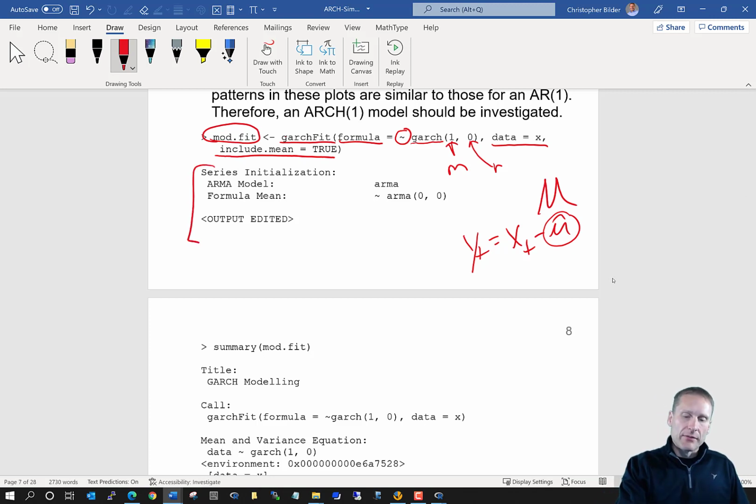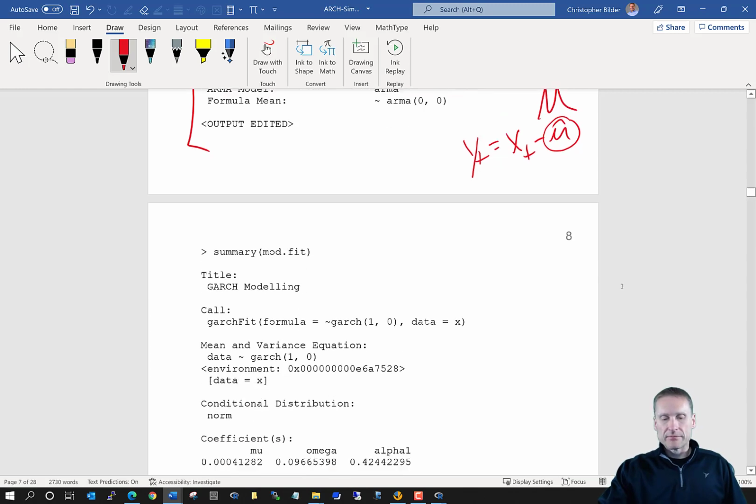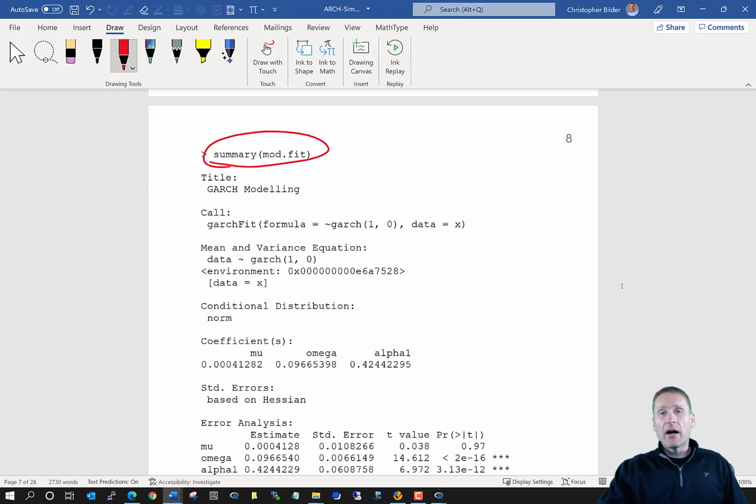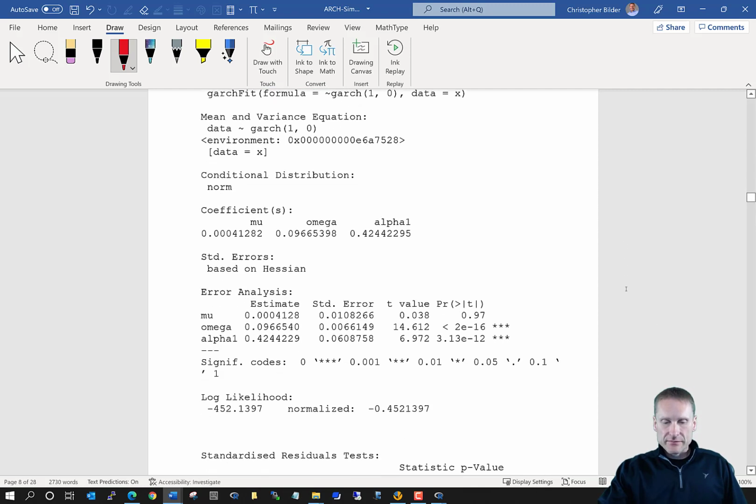Now, by default, garchFit prints a lot of information right after you estimate that model. It gives you information about how the model fitting process is going and so on. If you don't want to see that, and I've excluded most of it from my output, you can say trace equal FALSE to remove that information. Now, I can summarize my fit by applying the summary function. And this is what I get here.